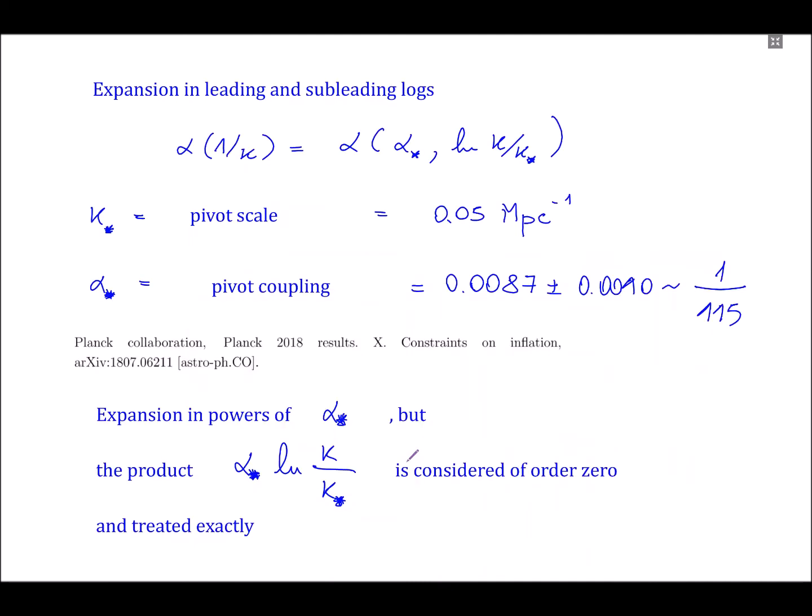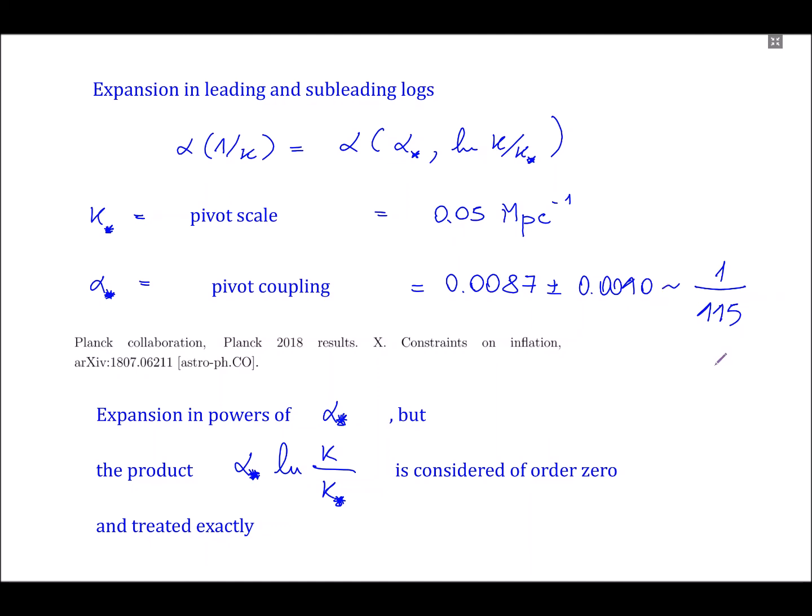And if you want to match the data by Planck and the others, you can run the coupling from a pivot scale to any other scale. And the coupling in the pivot scale can be derived from the data, the amplitude, AS, and the index, NS. You can derive that the coupling is like the fine structure constant of QED, numerically. It's 1 divided by 115. So the perturbative expansion is quite efficient.